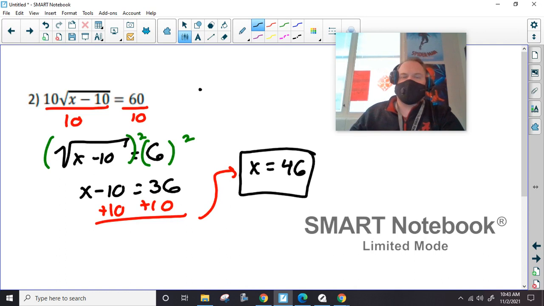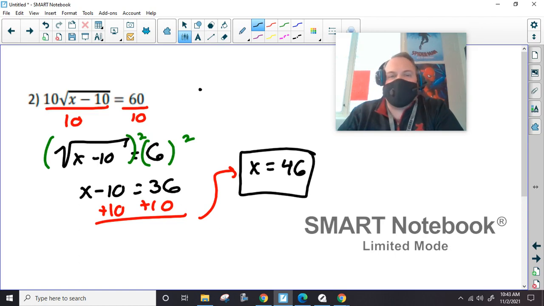Okay, so for number 2, we get 46. Kind of straightforward, just unpeeling the onion. Yeah, it's called solving equations. It's a new thing. Been around for a couple thousand years.